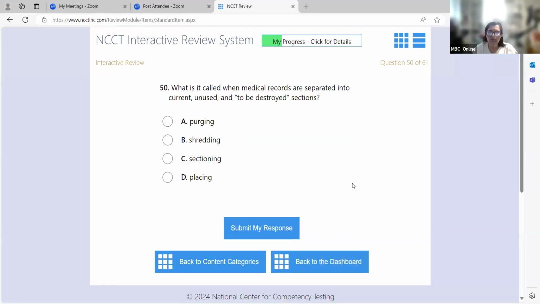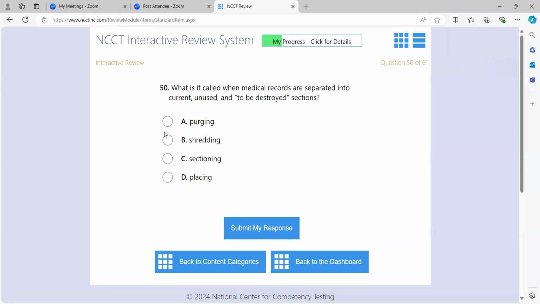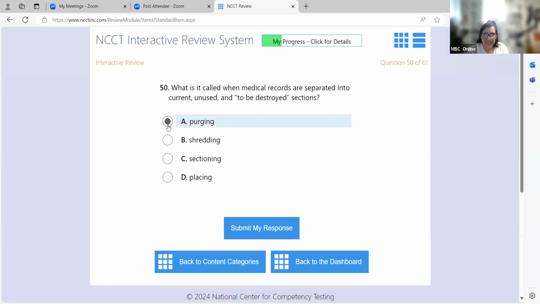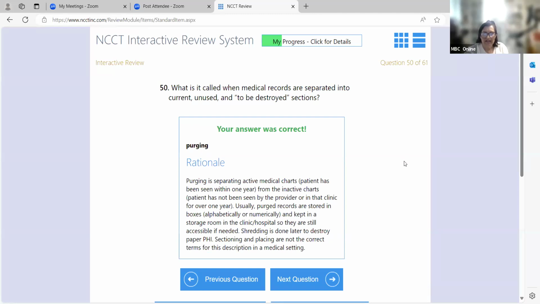What is it called when medical records are separated into current, unused, and to-be-destroyed sections? Is it purging, shredding, sectioning, or placing? A, purging. Any other? Correct, purging. That's kind of like getting rid of records. And to be destroyed is basically your key.